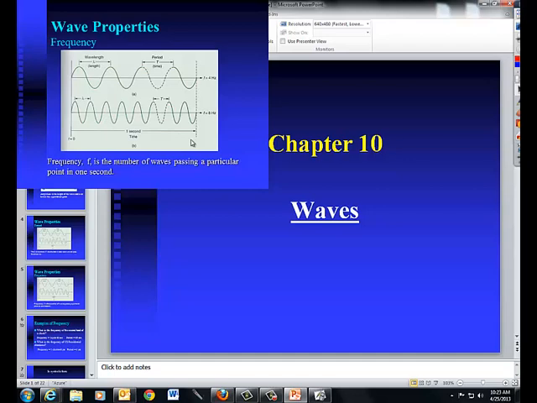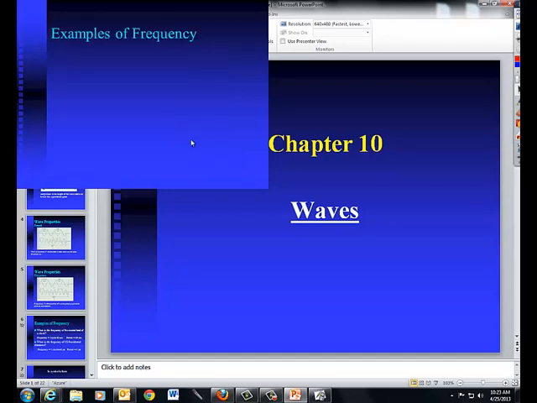So once again, we've got our pictures here that we used in the previous slide, and we see the frequency for the top wave is 4 hertz. Notice hertz is actually the unit for waves. And then on the bottom one, we have 8 hertz. So why do you care? And why does this matter to you?